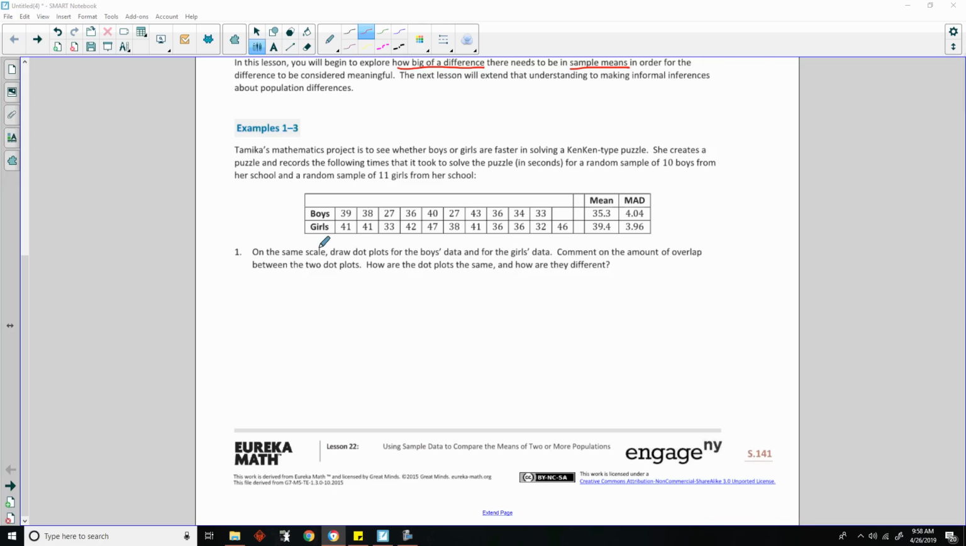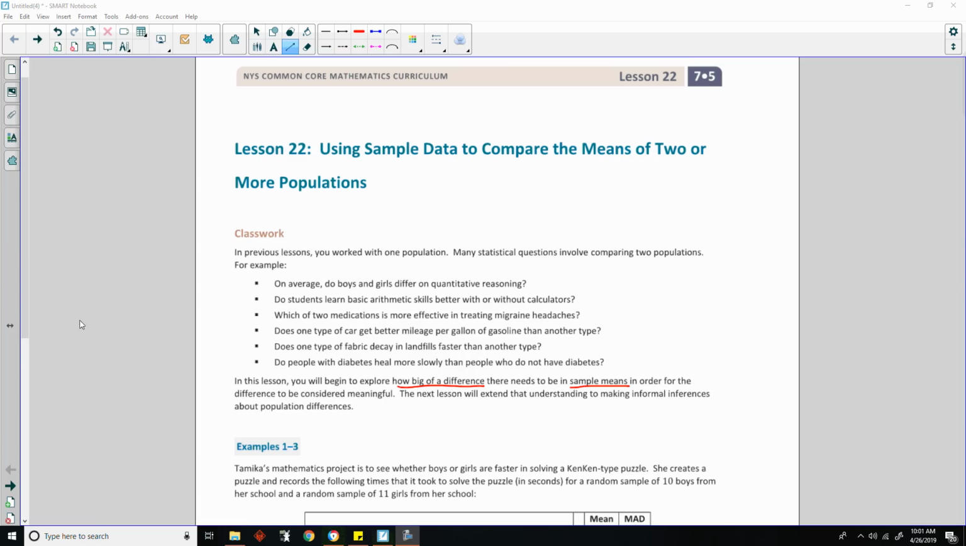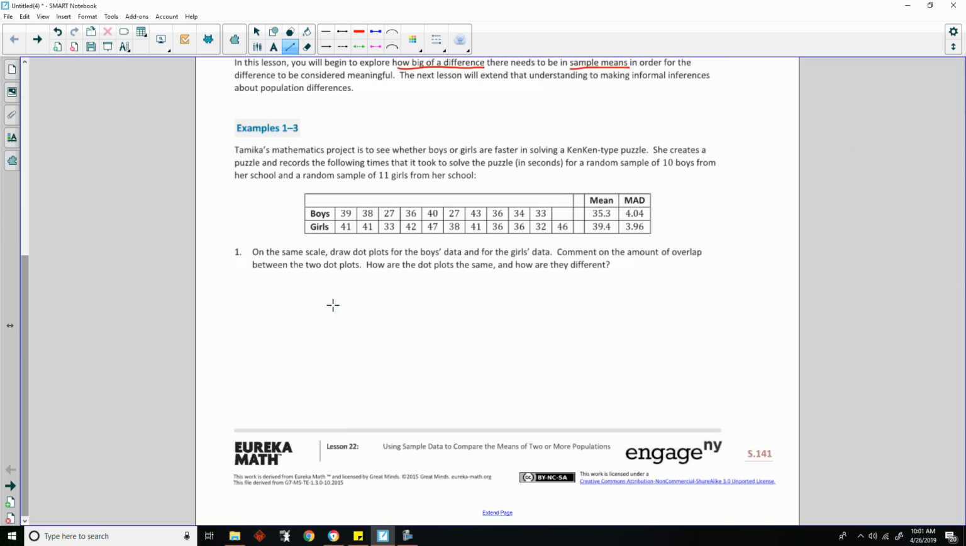Alright, so on the same scale, draw dot plots for the boys' data and the girls' data. Comment on the amount of overlap between the two dot plots, and how are the dot plots the same and how are they different. Okay, so we're going to create two dot plots, a dot plot for both.